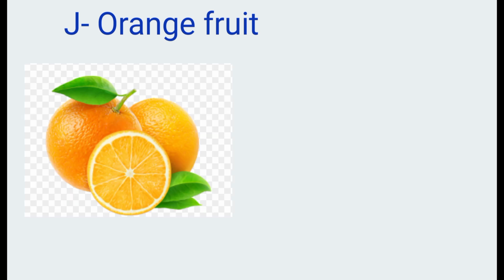Now let's talk about specimen J, orange fruit. Orange fruit is a type of berry with a leathery rind. It has an oily skin, the exocarp, a white pulp, the mesocarp, and a juicy segmented pulp, the endocarp.